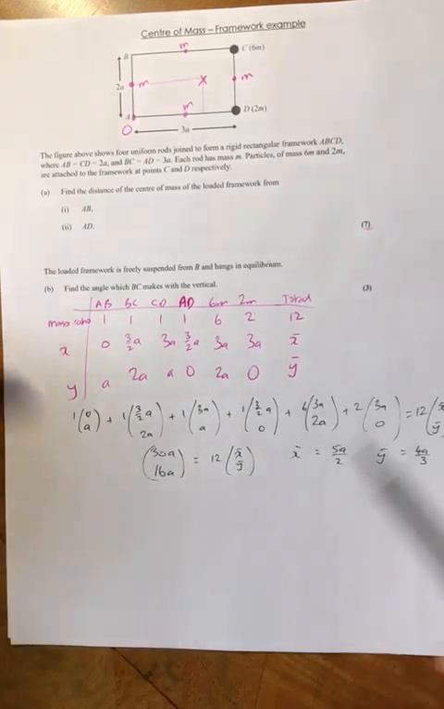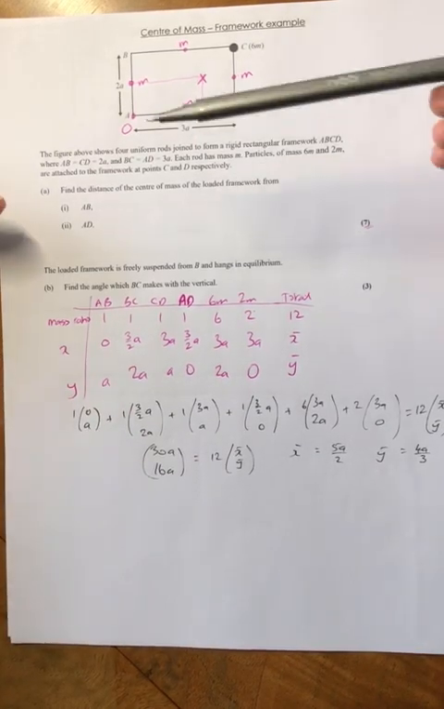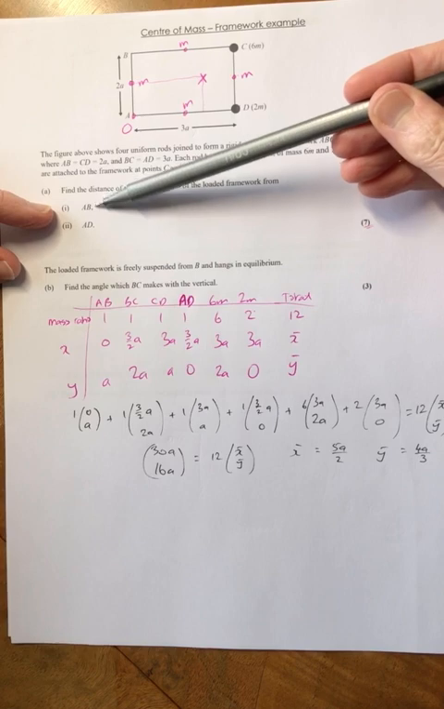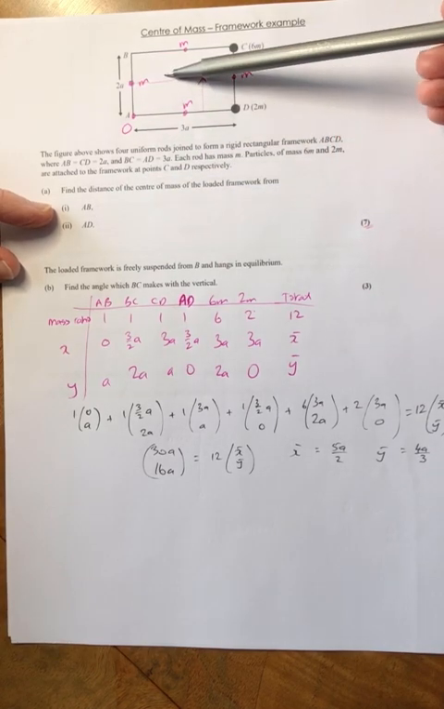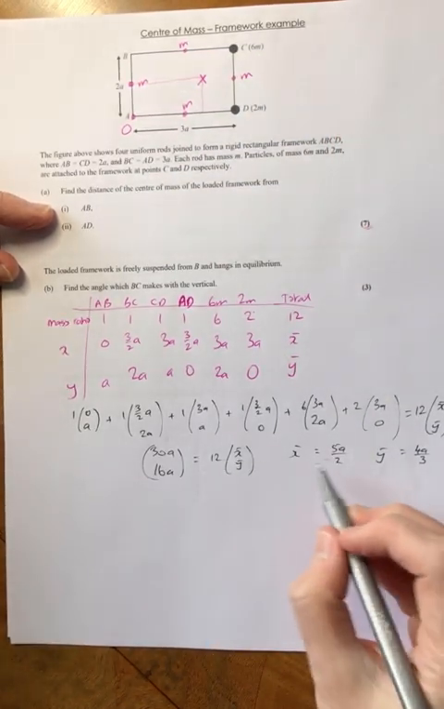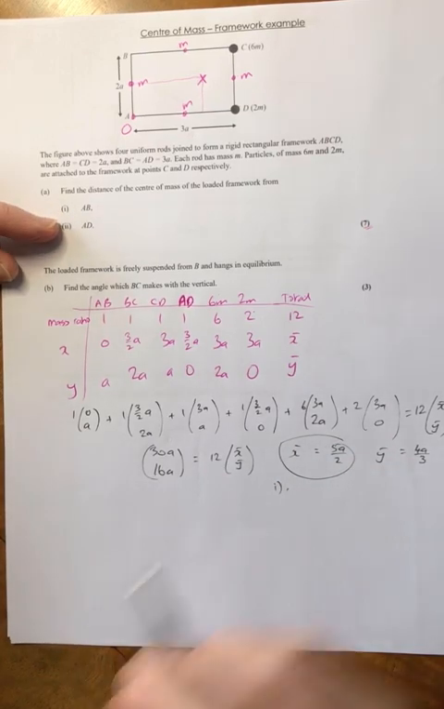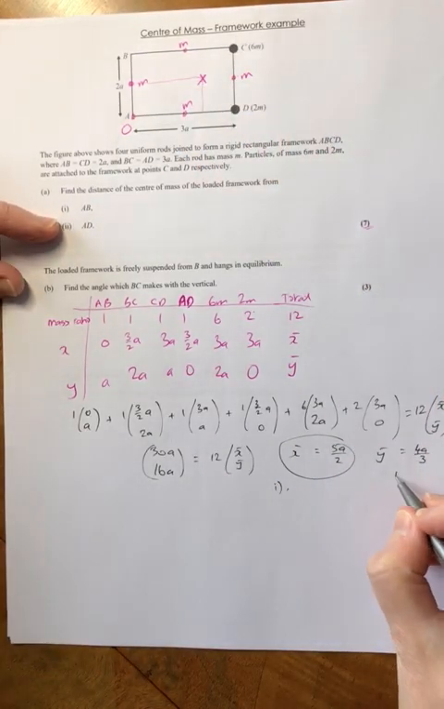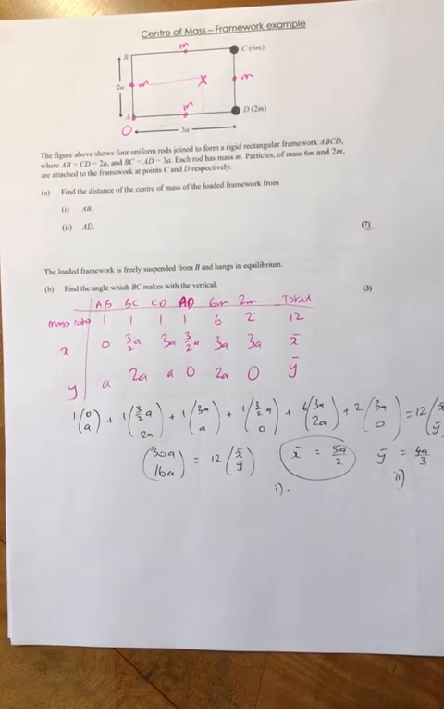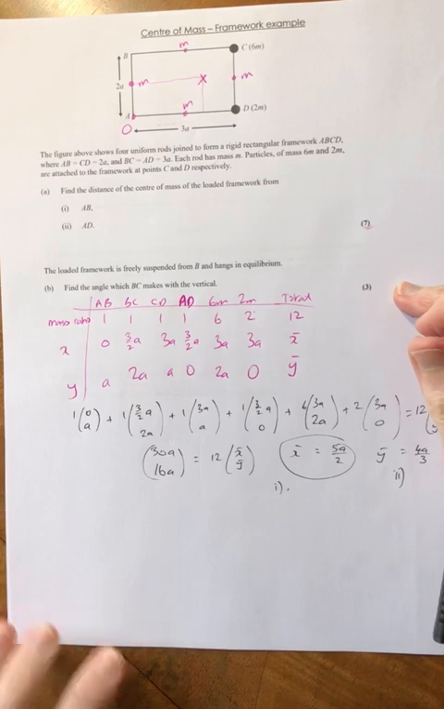Okay, so again, I've just kind of done my calculation. I haven't really looked at what it wants. So from AB, part 1 is that one there. And from AD, yes, from the bottom, that one is indeed part 2. And then on to B.